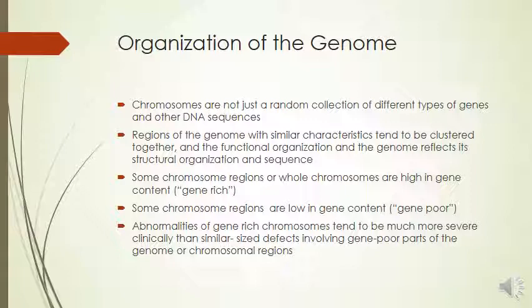Some chromosome regions or whole chromosomes are high in gene content. They are said to be gene-rich, while other chromosome regions are low in gene content, and they are gene-poor. Abnormalities of gene-rich chromosomes tend to be much more severe clinically than similar-sized defects involving gene-poor parts of the genome or chromosomal regions.